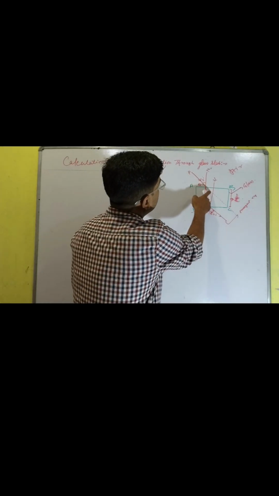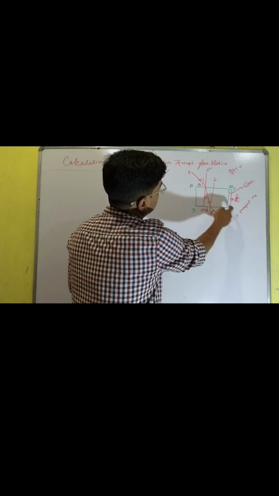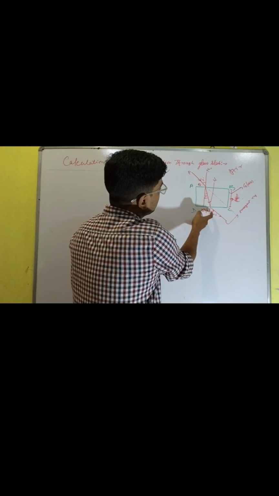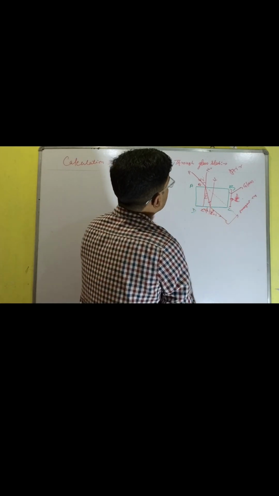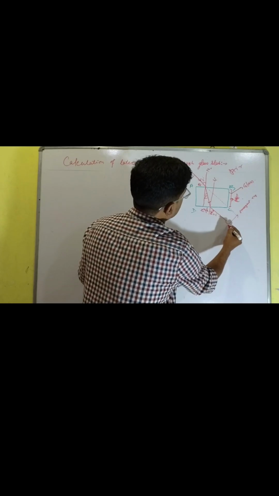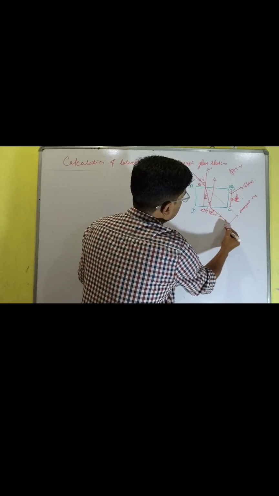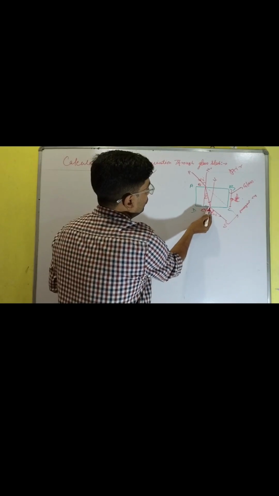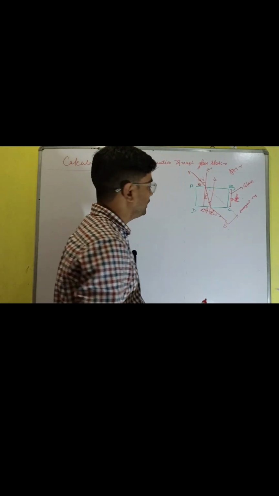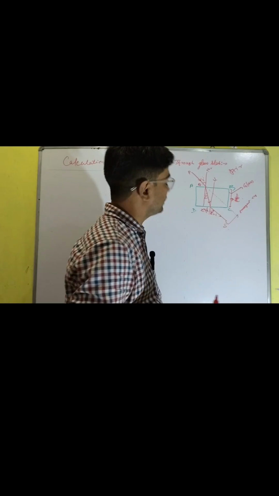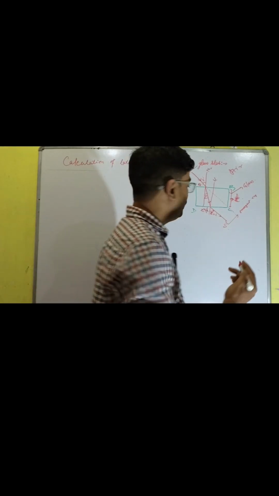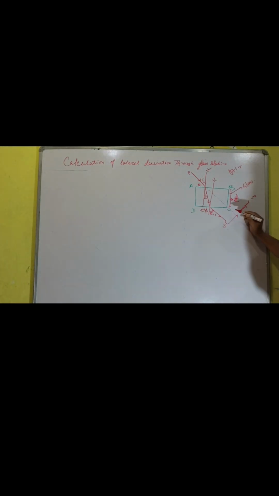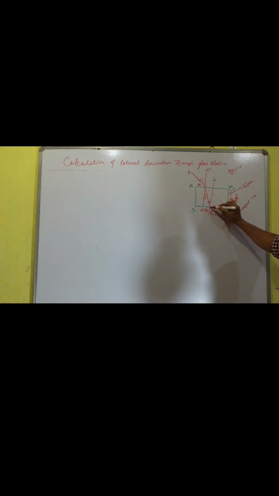Now, the direction of the original incident ray is this. This ray is deviated and emerges this way, through M dash S. Okay, M dash S is the emergent ray. Now I will have to calculate the deviation. This is the deviation of the original ray. It means the original ray deviated this much, from this to this.